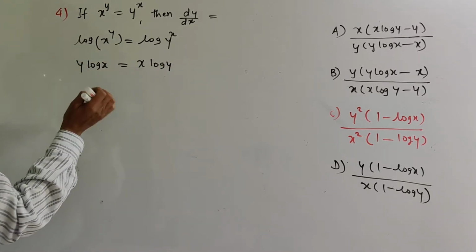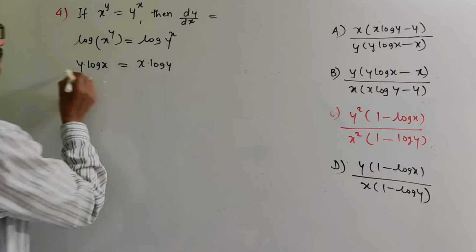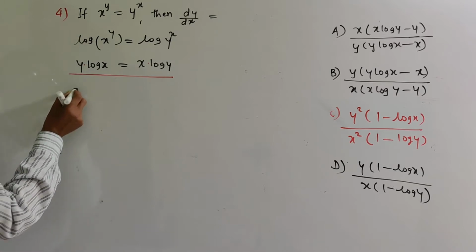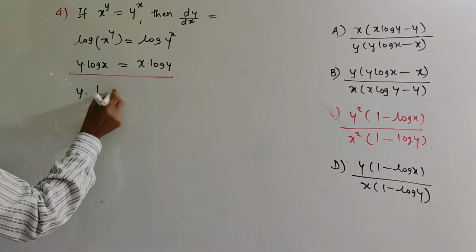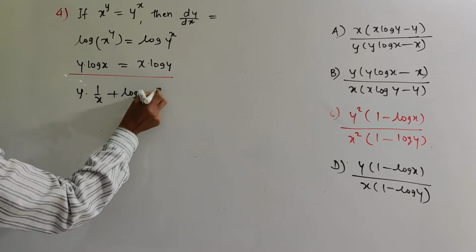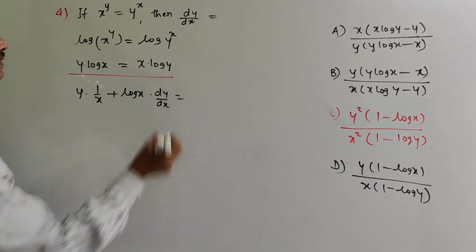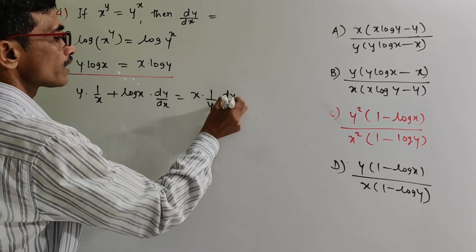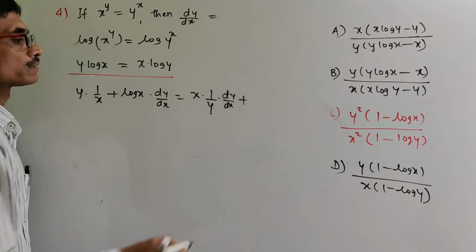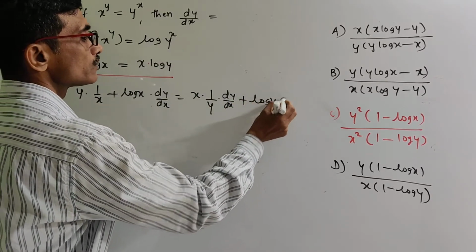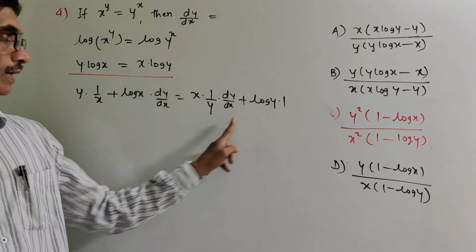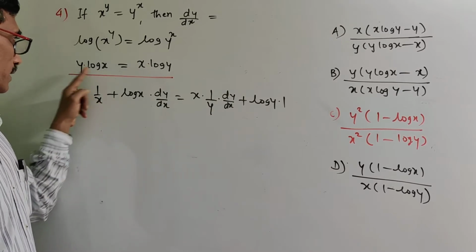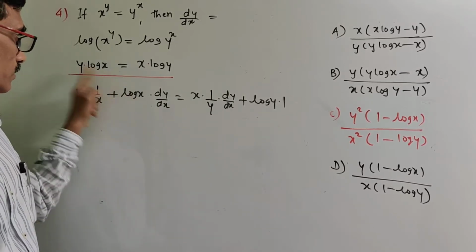Now we differentiate it with respect to x. Differentiating the left side: y times derivative of log x, which is 1 by x, plus log x times derivative of y, which is dy by dx. The right hand side will be x times derivative of log y, which is 1 by y into dy by dx, plus log y into derivative of x, which is 1.